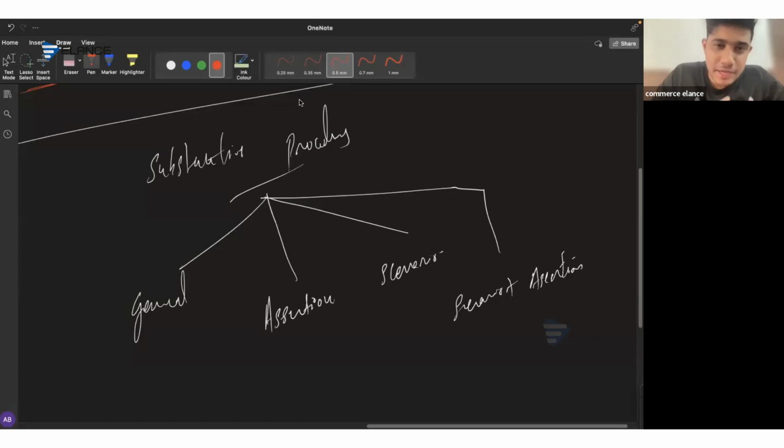There will be a variety of substantive procedures asked in your exam. It can be general, assertion specific, scenario based, and scenario plus assertion based. It can be anything like this. So we will look into this later.